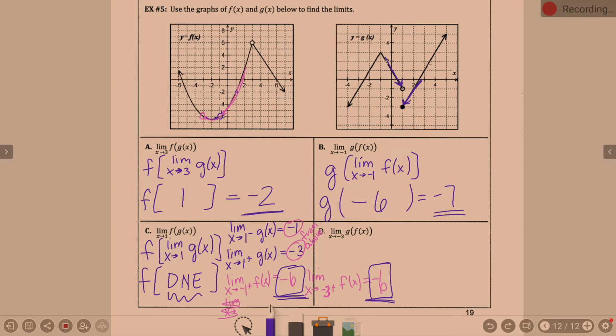D. Limit as x approaches -3 of g of f of x. It's g of that limit, right? Limit as x approaches -3 of f. So it's g of... As x approaches -3 on f, what is that? -6. And what is g of -6? Didn't we already do that?